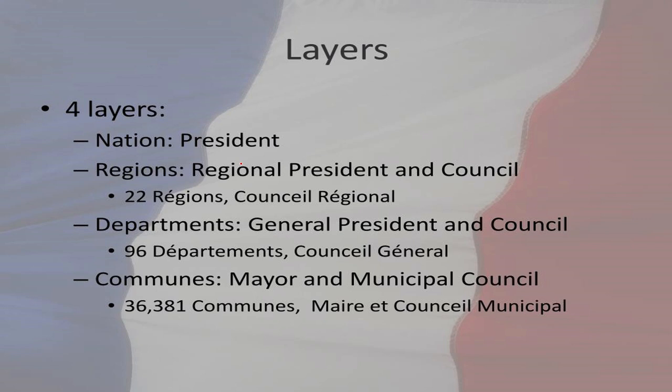There are 4 layers present in the French political system. The nation is handled by the president. The regions are handled by the regional president and council. There are 22 regions in France, and the Conseil régional is the name of the council which is formed in every region. The departments are held by the General President and Council. There are 96 departments, and the head of them is the Conseil Général. There are 36,381 communes, which means communities. They are handled by the mayors and the municipal council.